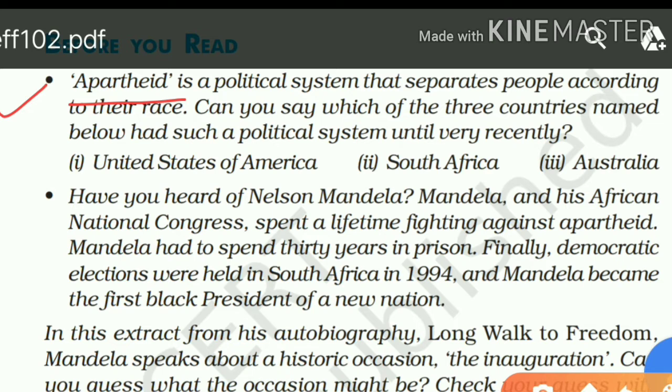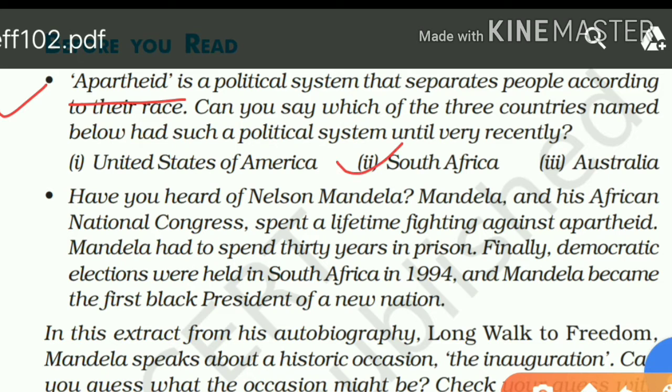Means blacks were always ruled over by the whites. And Nelson Mandela stood against this policy along with other comrades. Fine. So here it is asked where we need to name the countries which had such a political system until very recently. So we can say that it is South Africa.